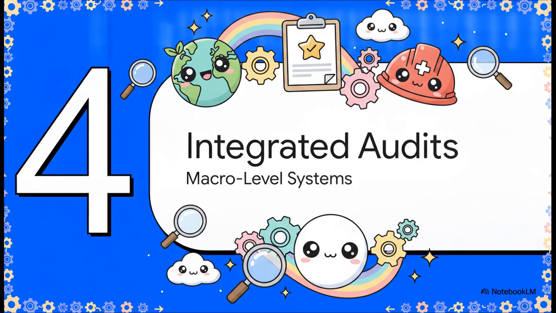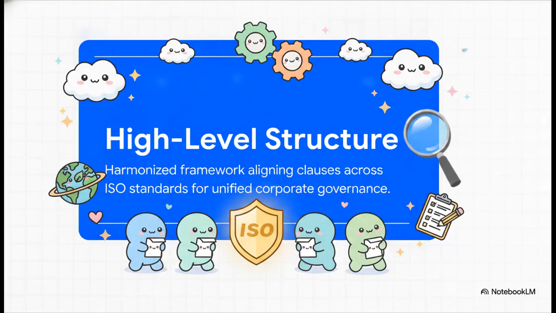And finally, that brings us to Part 4, Advanced Integrated Management Audits. Let's pull all the way back to the macro level now. This is really the climax of our explainer. If we dive into Module 30, Chapter 1, we see that modern organizations rarely just implement an environmental system in a vacuum. They integrate it with quality and safety.